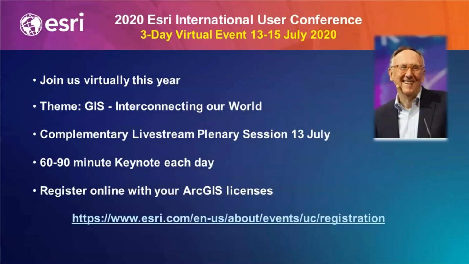Now, the Esri International User Conference will take place this year as a virtual event. It will be the 13th, 14th, and 15th of July, Monday, Tuesday, and Wednesday. The theme this year is GIS, Interconnecting Our World. The first day, July 13, will be free and complimentary for anyone and will be live streamed. It'll be the normal plenary session you get in San Diego. Each day there's going to be a keynote speaker. Registration is open now. You can use your ArcGIS license to register for this user conference.